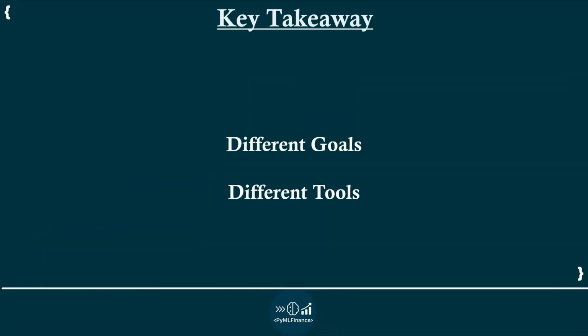The key takeaway from this lesson is very simple. Statistics describes data. Econometrics studies relationships between economic variables, and machine learning focuses on prediction. Together, these fields provide powerful tools for analyzing data.